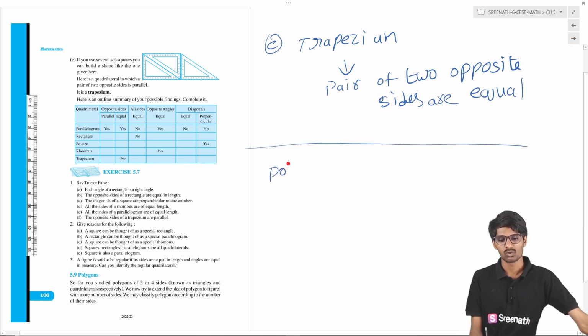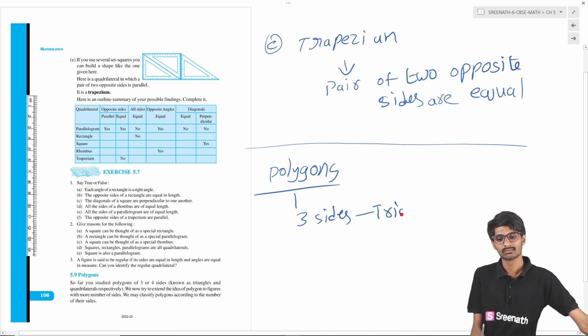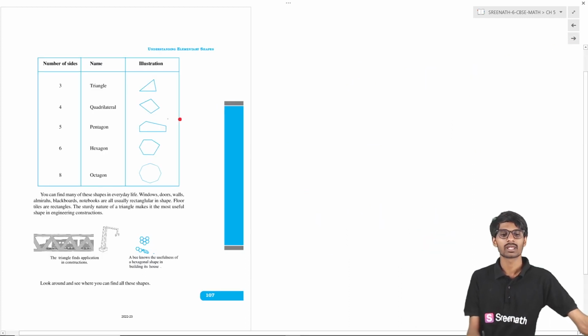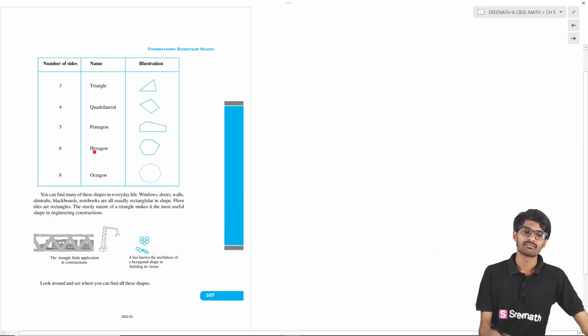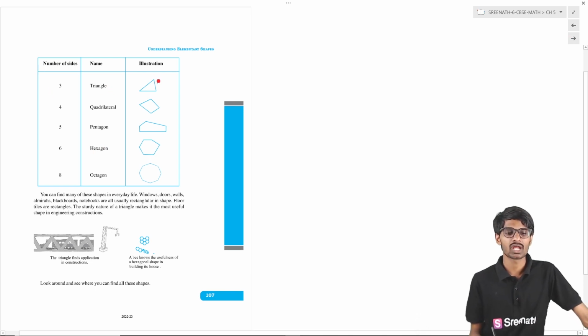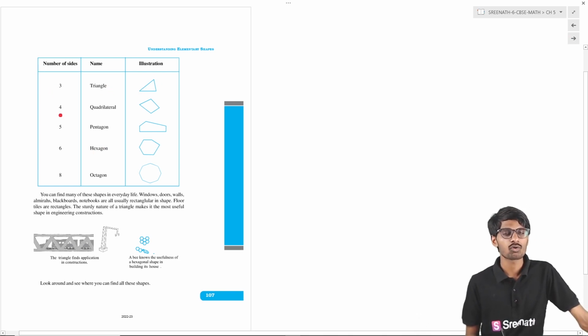Next thing is we are going to learn about polygons. We know that a polygon with three sides is what? That is a triangle. A polygon with four sides is what? That is a quadrilateral, rectangle, like that. If a polygon has three sides, we have a triangle, which looks like this. If a polygon has four sides, it is a quadrilateral. It looks like this.